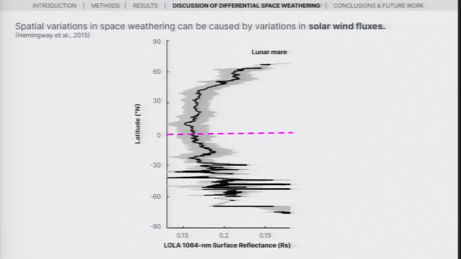I will say that also latitudinal variations have been observed on the moon. So this is a plot from a study by Hemingway where they looked specifically at the 1064 nanometer surface reflectance of lunar Maria. And they saw this sort of symmetry across the planet where the symmetry was attributed to variations in the solar wind flux decreasing towards the poles. So with Bepi-Colombo, once we begin to have more data southward of the equator, perhaps we could be looking for hemispherical symmetries or asymmetries related to variations in space weathering.